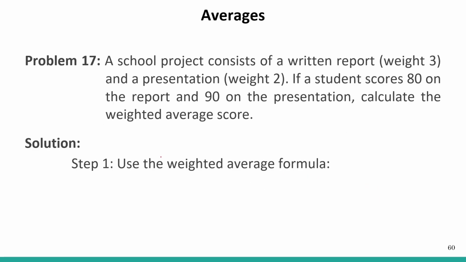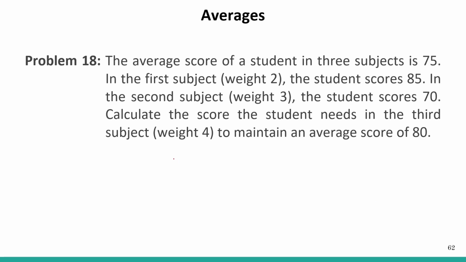So let's see problem number 18. The average score of a student in 3 subjects is 75. The first subject has weight 2 and the student scores 85. In the second subject the weight is 3 and the student scores 70. Calculate the score the student needs in the third subject, which has weight 4, to maintain an average score of 80.